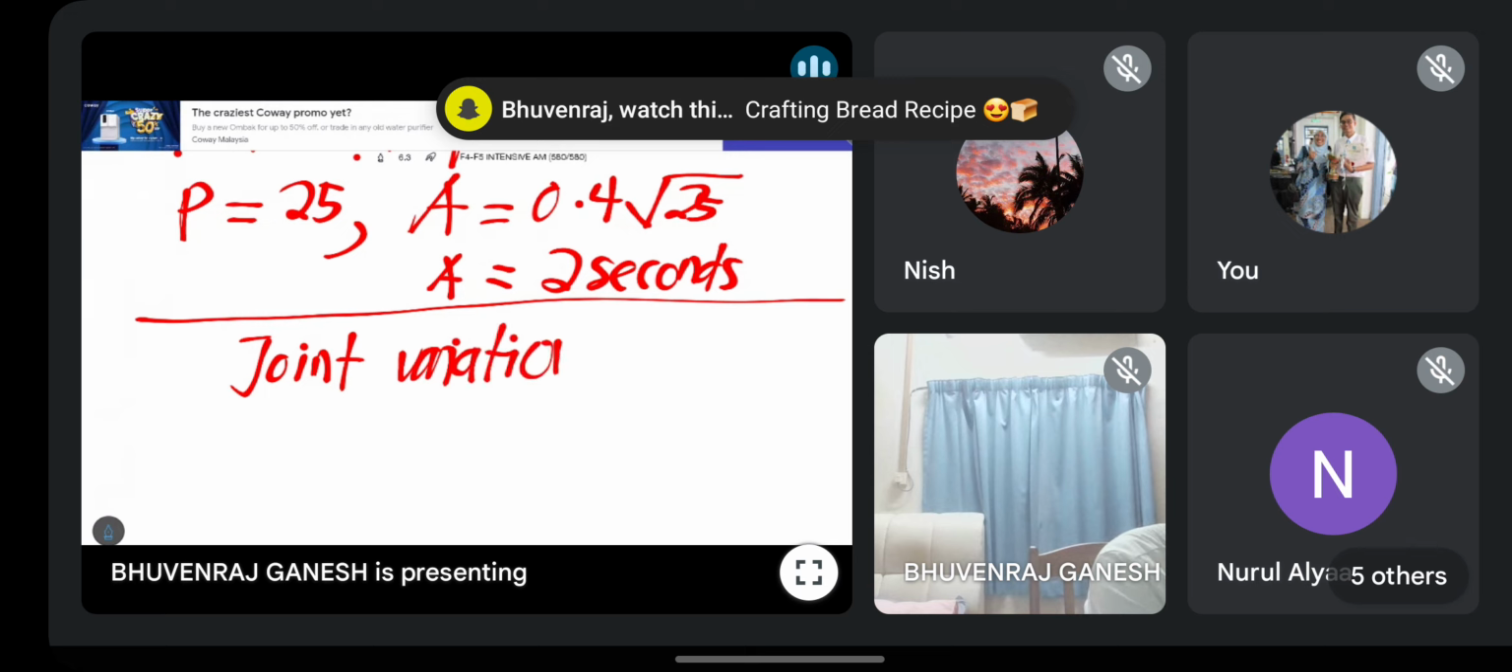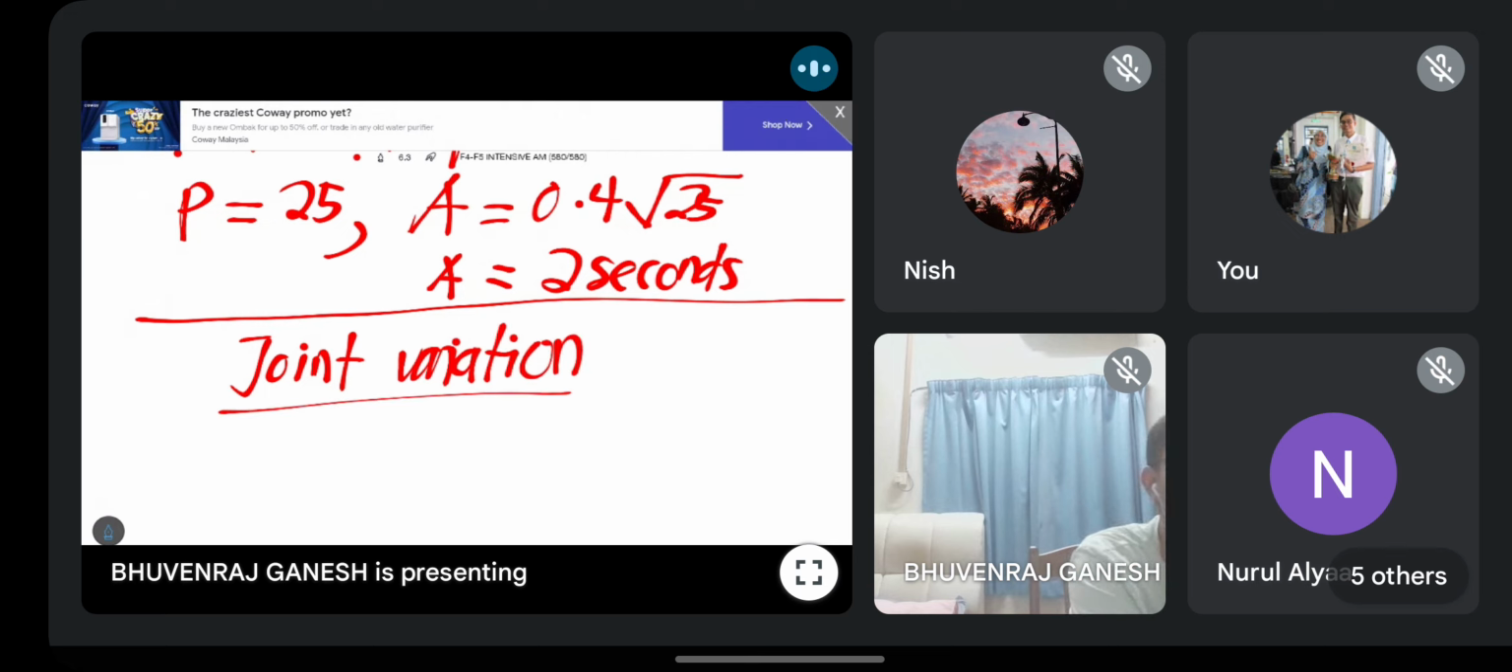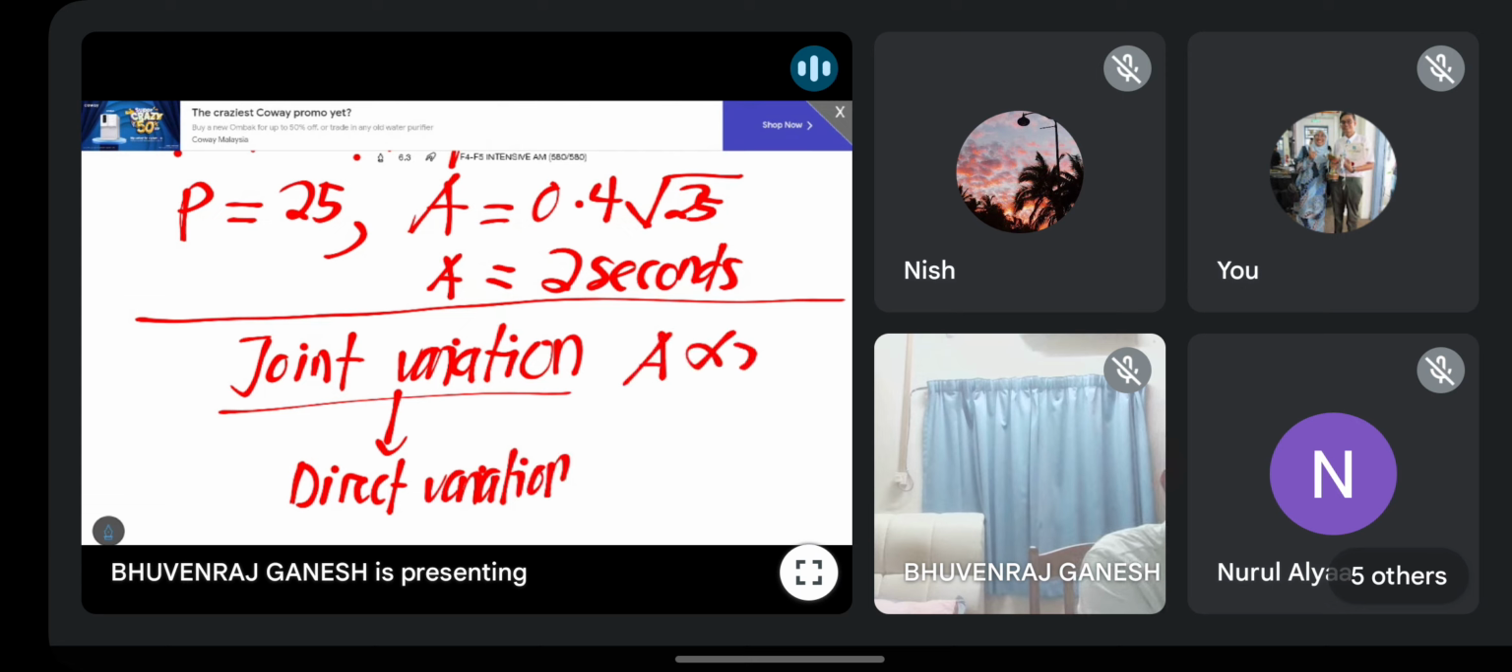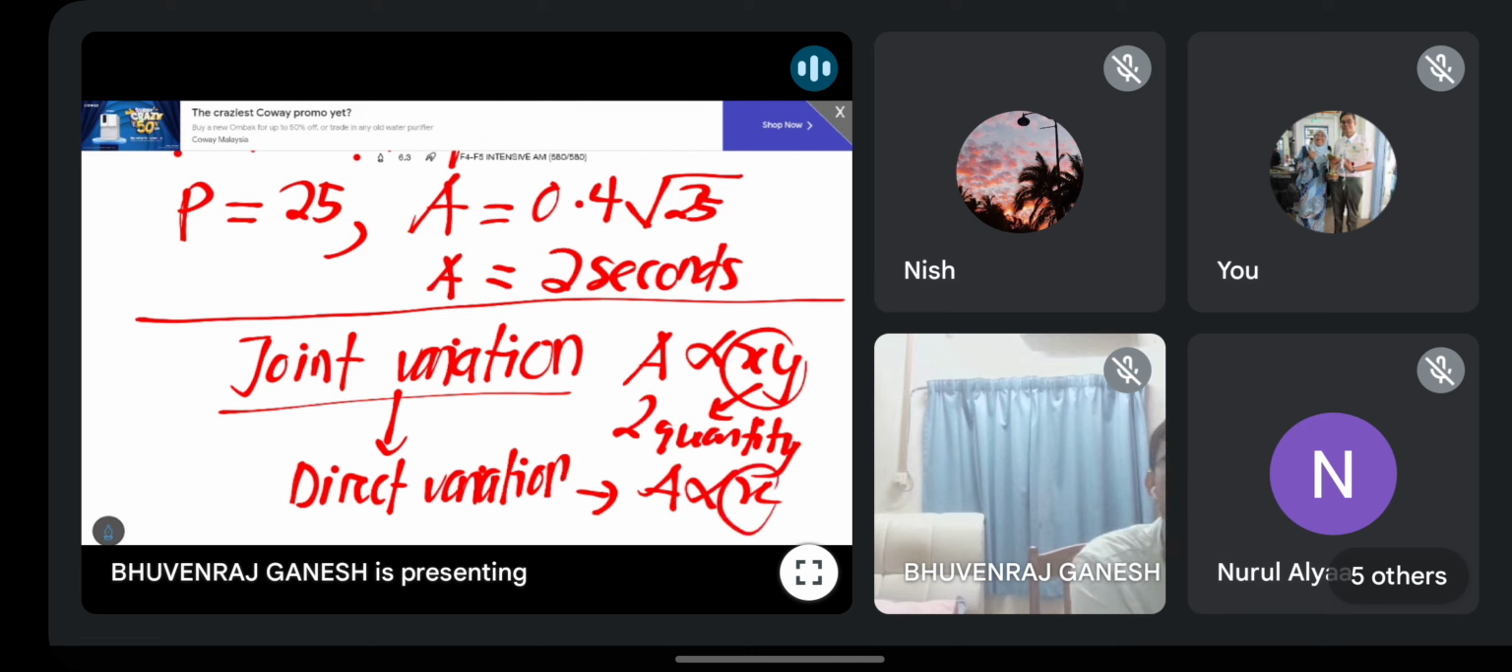Joint variation, ubahan tercantum dalam BM. This come under direct variation. Dia bawa masuk ubahan langsung ini. Why? Basically, joint variation, dia melibatkan dua kuantiti. Okay, two quantity. Direct variation, melibatkan satu kuantiti sahaja. Let's say A berkadar langsung dengan X. So, one quantity only. Can you see the difference, guys?